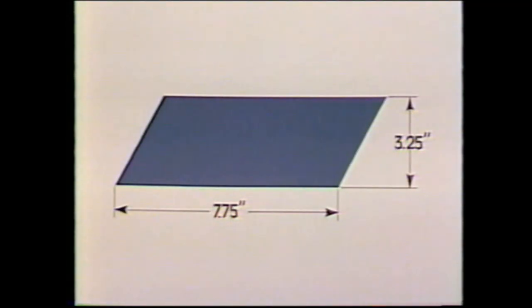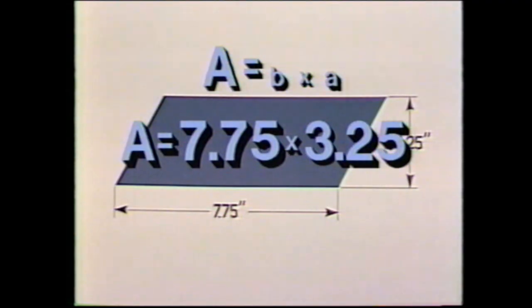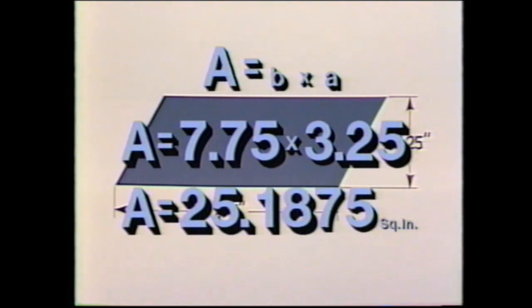the shape has changed. For example, a parallelogram has a base measurement of 7.75 inches and an altitude of 3.25 inches. Multiplying the base times the altitude, our product is 25.1875 square inches.